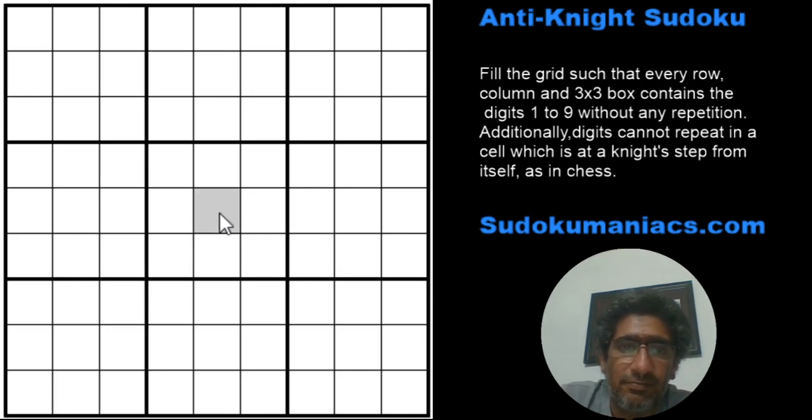So for example, if this was a given 5, right, this would not be possible in all cells where a knight step is possible. That is, these 8 cells cannot contain the digit 5, right?